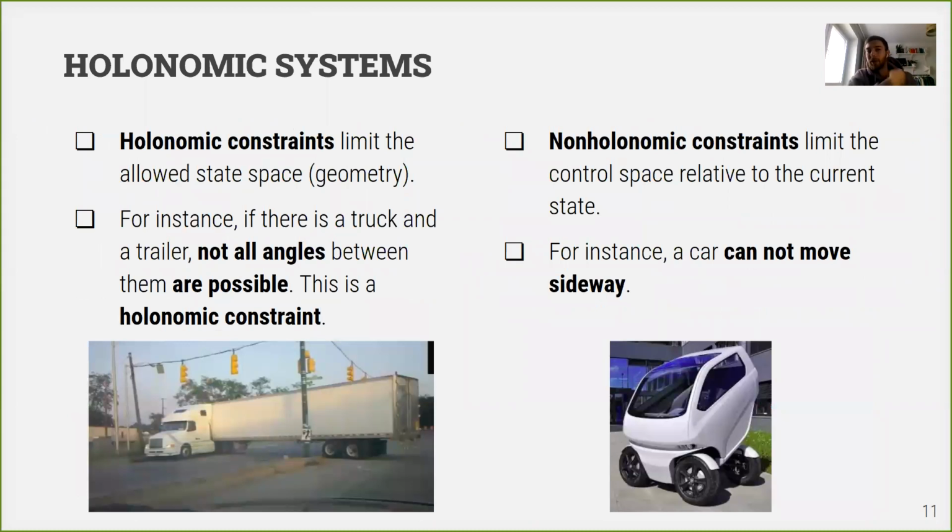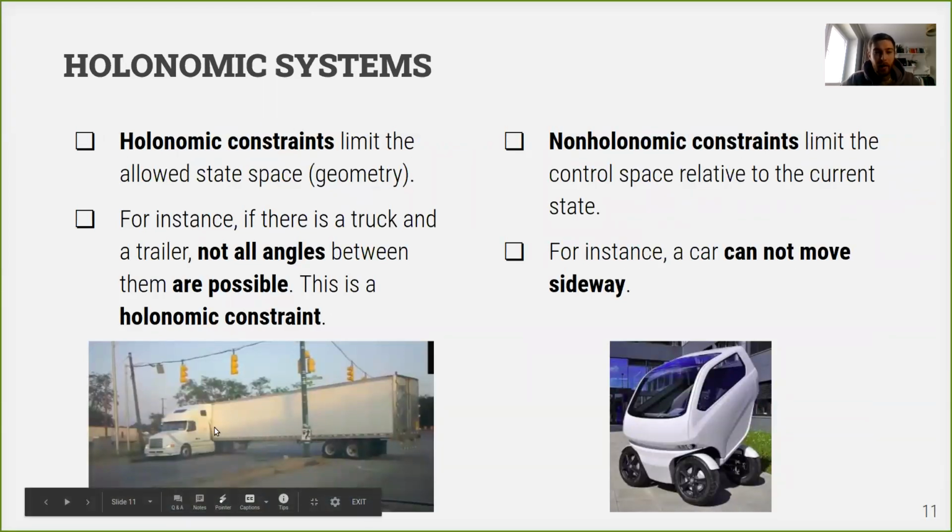So a bit more into holonomic and non-holonomic. Holonomic constraints are constraints which only limit the allowed state space, and they are also called geometric constraints. For example, if you have a truck and a trailer, not all angles between them are possible, right? Because we cannot turn 180 degrees with a truck if we have a trailer, and you can see this on the slide. This is called holonomic constraints because it doesn't limit our degrees of freedom. It only limits some state space. So not all angles are possible.